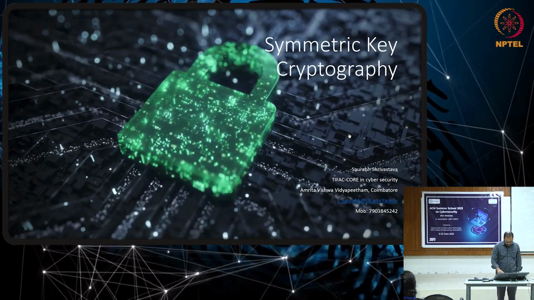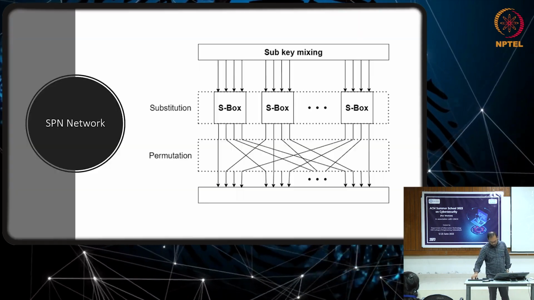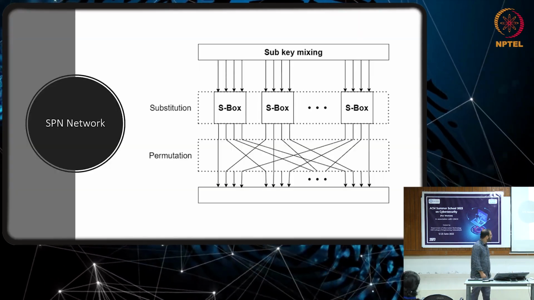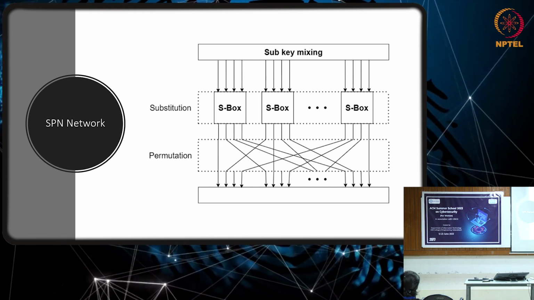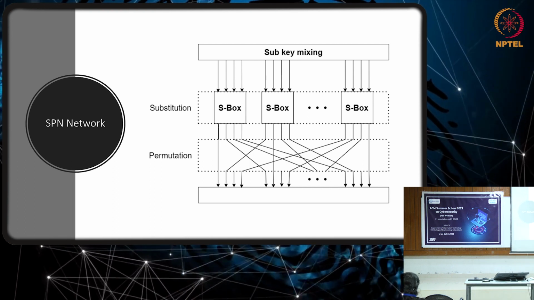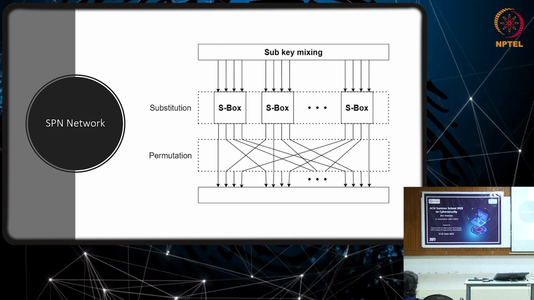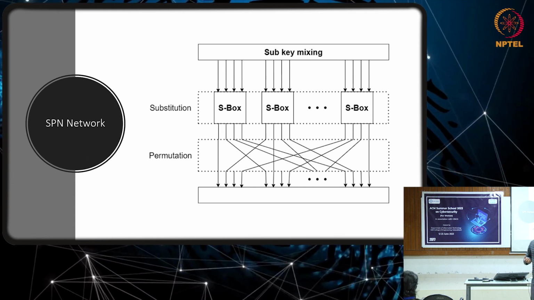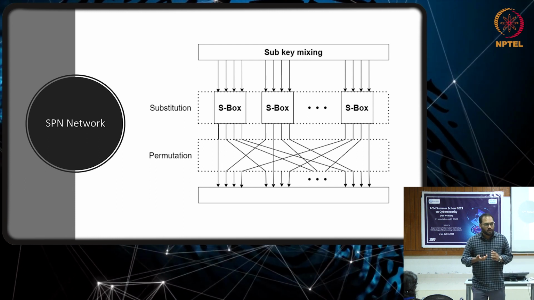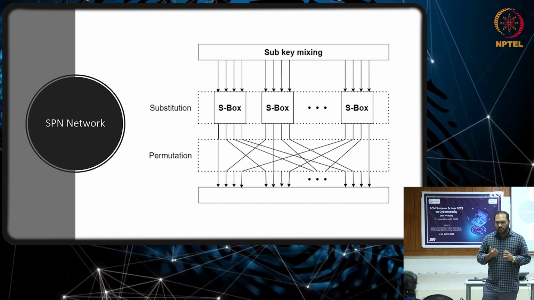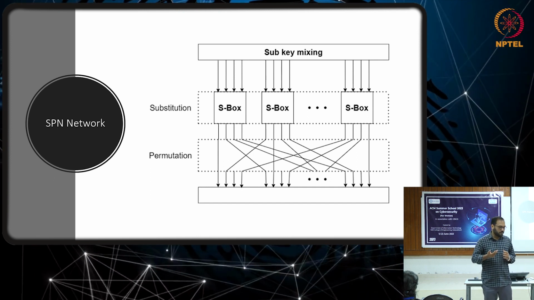I'll start with the first, the substitution permutation based network, SPN. This is the basic structure of substitution permutation network based block ciphers. In this, there will be mainly three parts. First is sub key mixing, second is the S box, and third is the P box, or permutation.